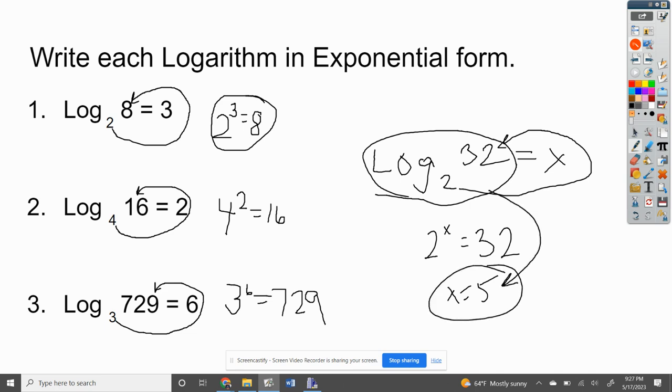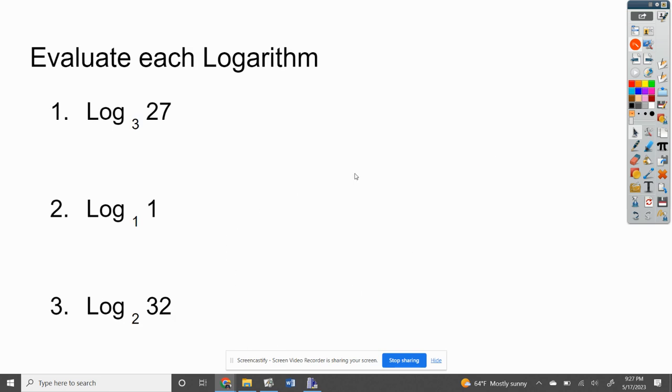That's the answer. All right, so that's how you would evaluate them if you weren't given what it's equal to. If you were given nothing, you just put an x there and do the same thing we just did. So set up your exponential equation like that, and then just solve it for x. Find out what x would be. All right, so we're going to do the same thing.